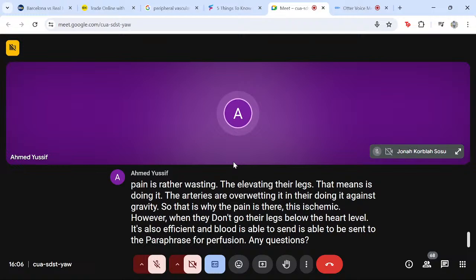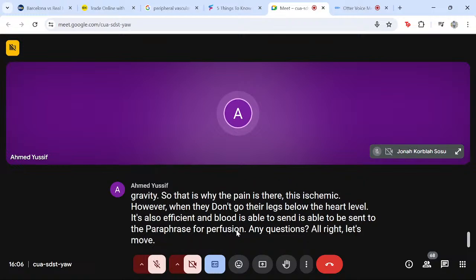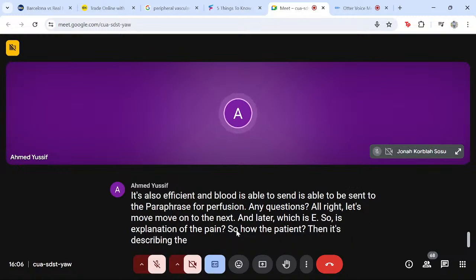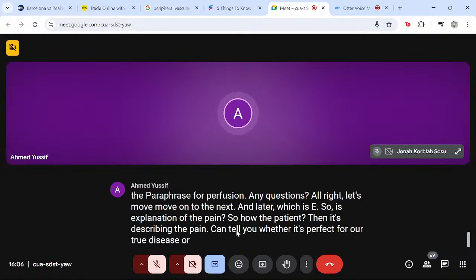All right, let's move on to the next letter, which is E. So E is explanation of the pain. How the patient is describing the pain can tell you whether it's peripheral artery disease or peripheral venous.